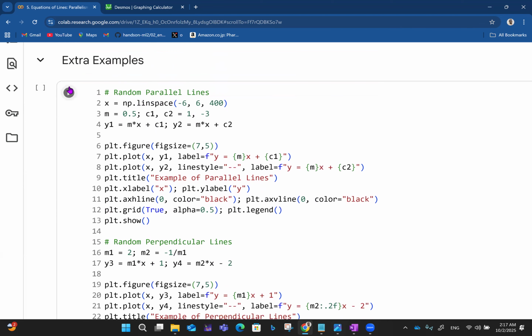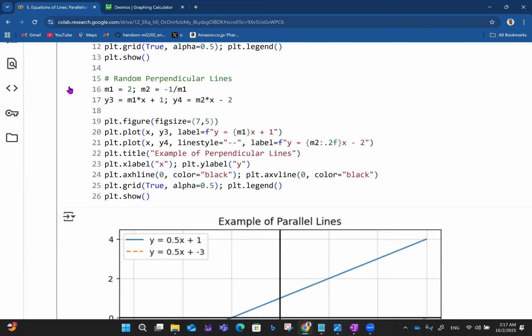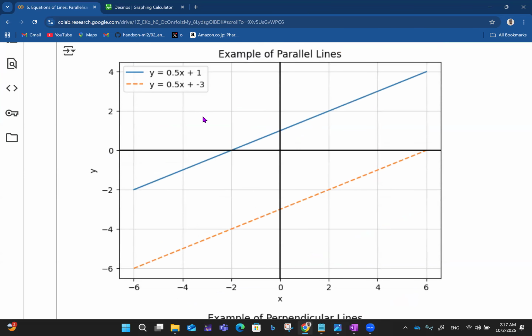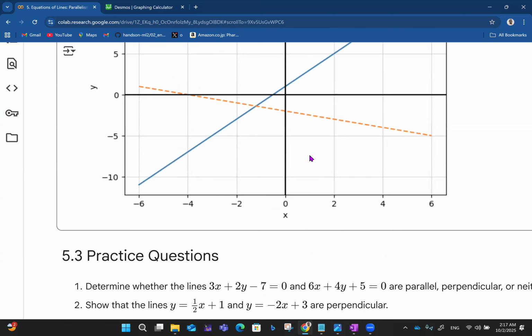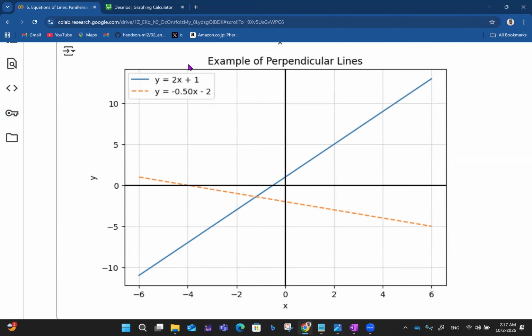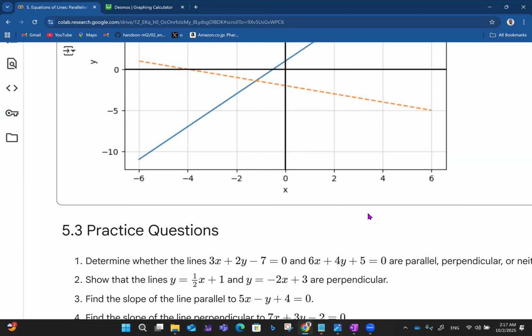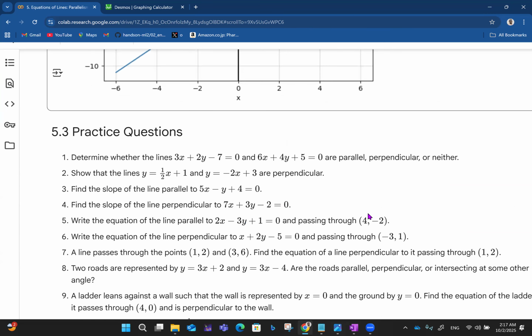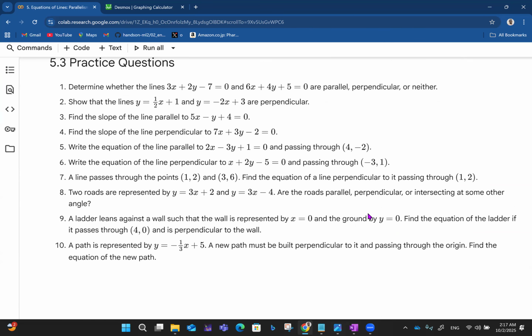So that's some extra work using Python. Then we have these parallel lines, 0.5x plus 1 and 0.5x minus 3. And for the perpendicular lines, we have y equals 2x plus 1 and y equals minus 0.5x. Of course, if the slope of one is 2, the slope of the other will be minus 1 over 2, that's minus 0.5, like this. So that leads us to the practice questions. You want to try your hands on this.